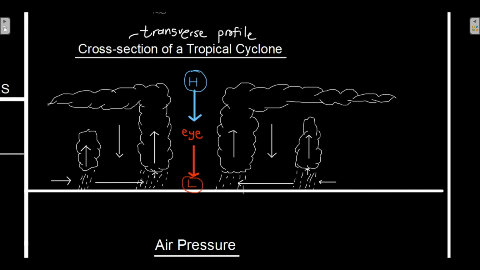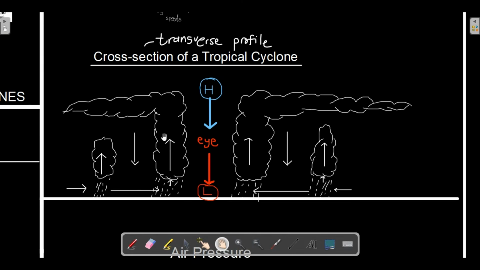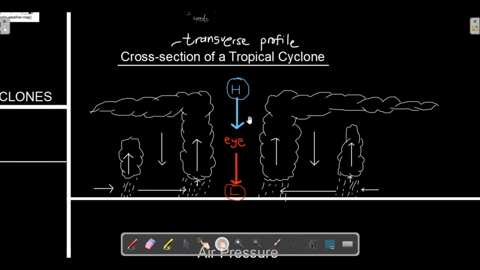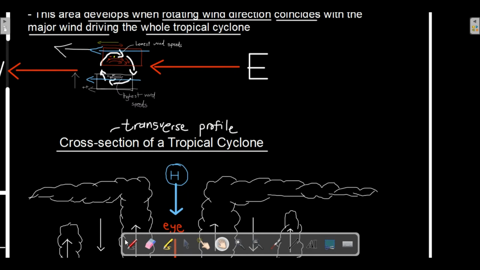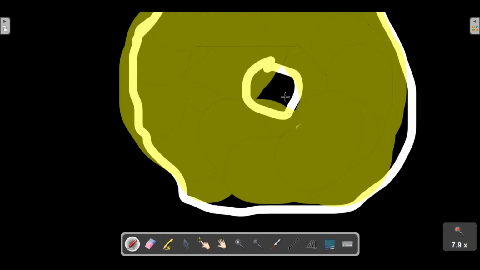Okay, so as we all know, the eye, which is at the center, let me just try to draw. So it looks something like this. And due to the band of clouds, it looks something like that. If we look at this, so this is the eye. The eye does not have any clouds.